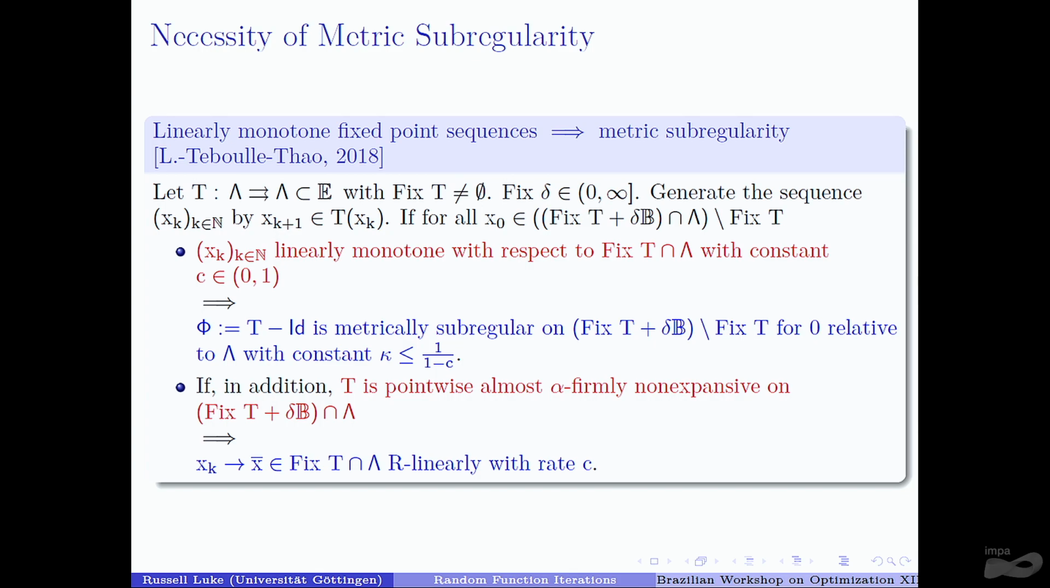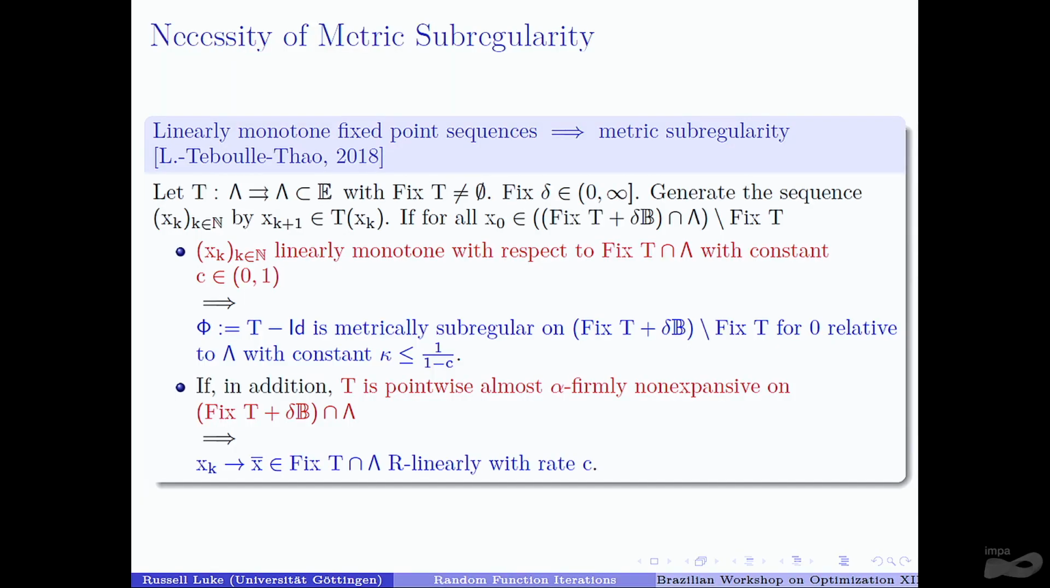If in addition, so where does alpha firm non-expansiveness come in? This only tells you that the distance of the sequence is converging to the fixed point set. It doesn't say that it reaches the fixed point set. Alpha firm non-expansiveness gives you actual convergence. So that's the important thing there. And you see this in the convex theory actually too. You can do the convex theory without metric regularity or anything like that. And the firm non-expansiveness gives you convergence of the sequence, but not a rate. And if you want the rate, you've got to go to the metric regularity.